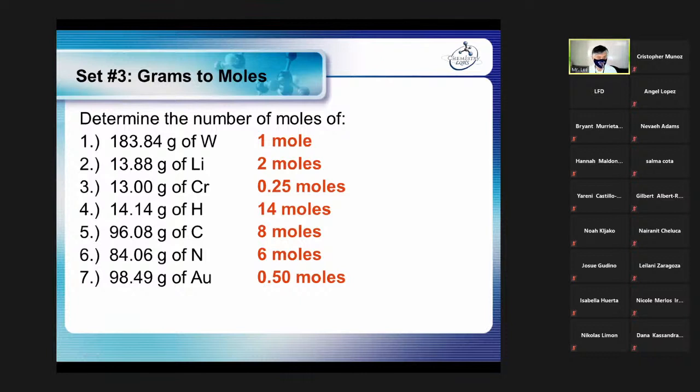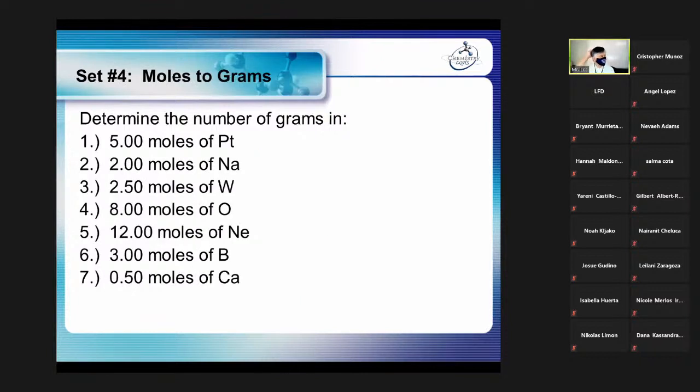The 4th set is we're going the other way now. Now we're given moles, and I want to get the number of grams. Well, we divided previously when we went from grams to moles. Now, most likely, we're going to have to multiply. It's the opposite.